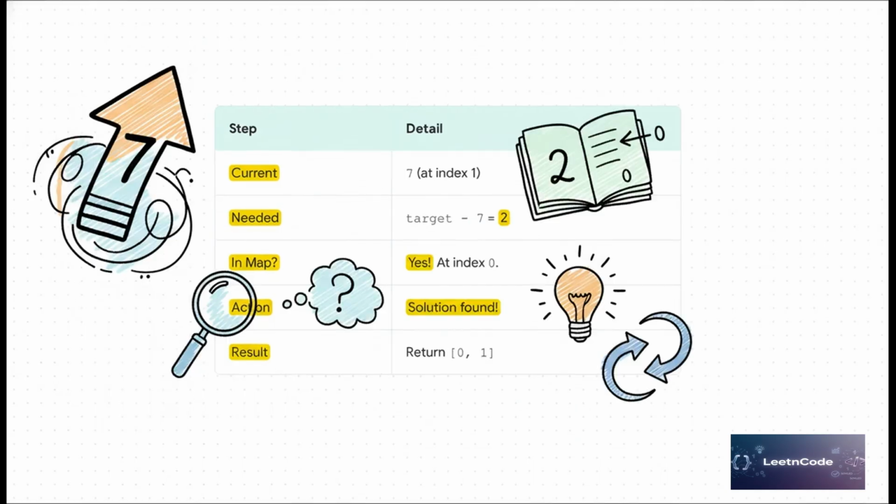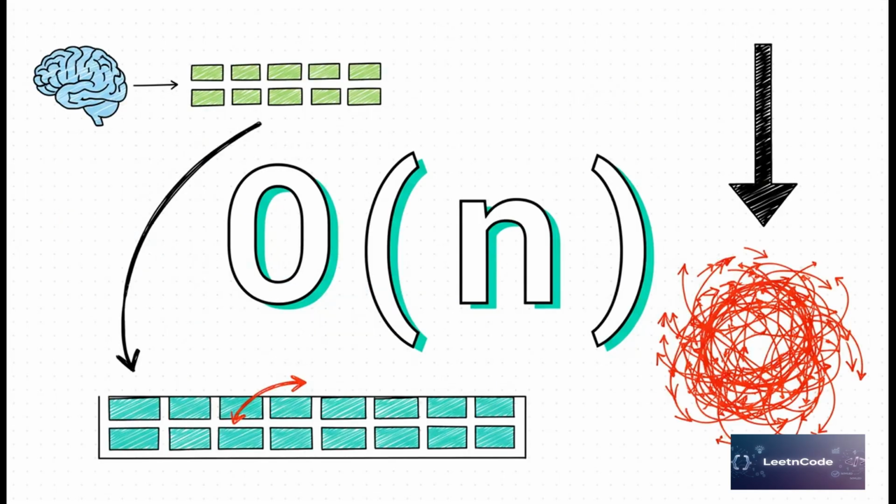And now, here's the aha moment. We move to the next number in the list, which is 7. We ask the same question, what number do we need? The target is 9, our number is 7, so we need a 2. Now we check our map again. Hey map, have you seen a 2 before? And this time, bingo. The map instantly says, yes, I have. And I saw it at index 0. We found our pair. We have the index from the map, which is 0, and our current index, which is 1. We're done.